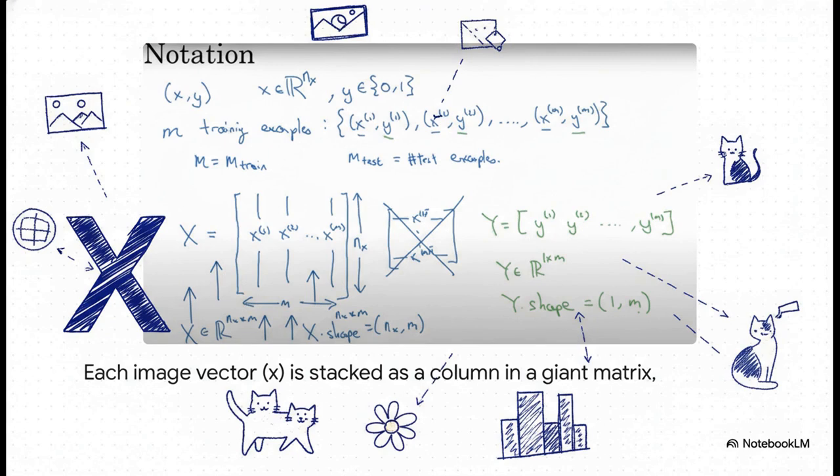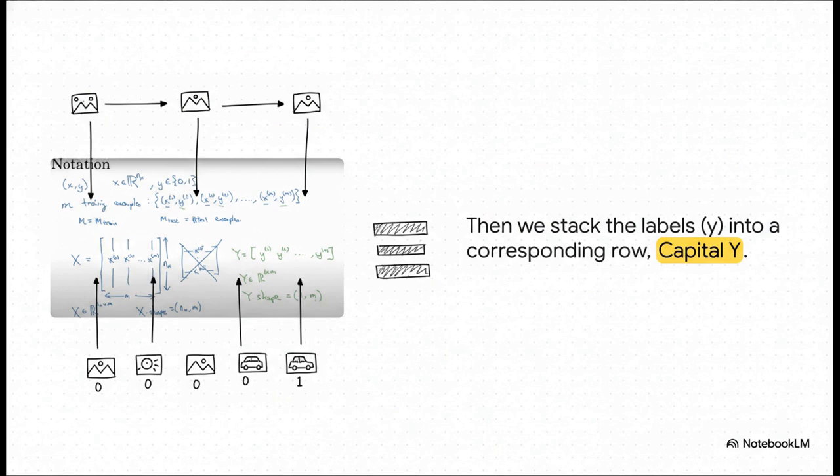We take every single one of those long feature vectors and we just stack them side by side as columns inside one gigantic matrix. We call this big one capital X. So the very first column is our first picture. The second column is our second picture, and so on, all the way to our last training example. And of course, we've got to do the same thing for the answers. We take the label for each picture, that 1 or 0, and we line them all up in a single row, which we call capital Y.